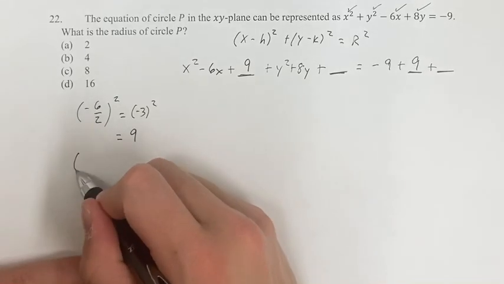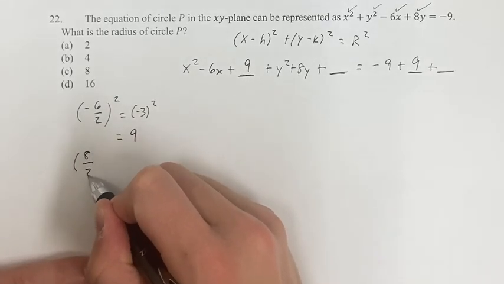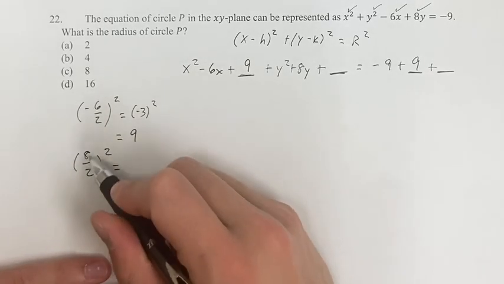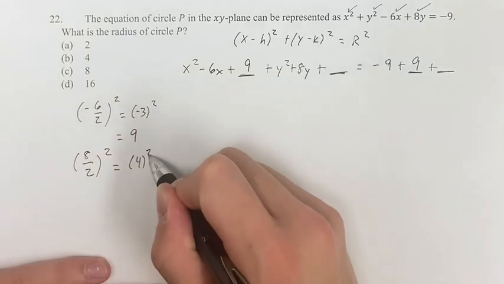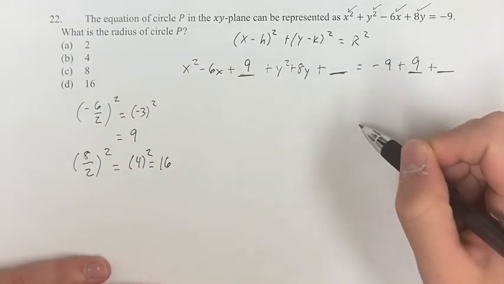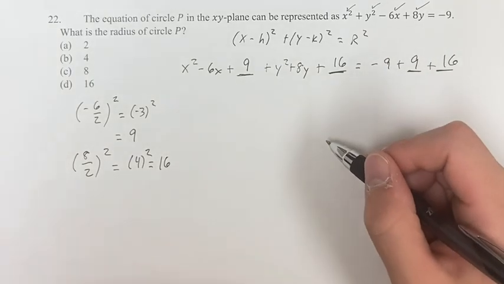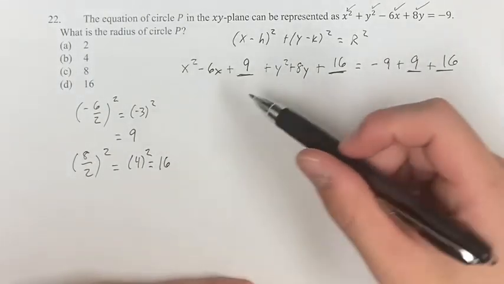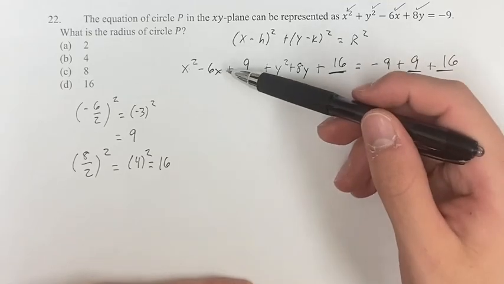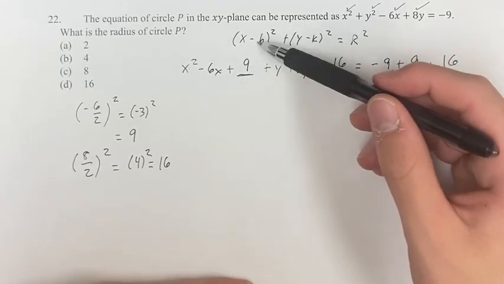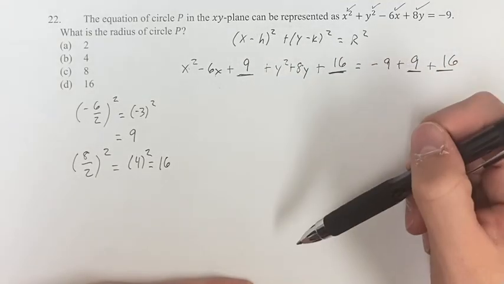Over here, take the middle term, 8 divided by 2, squared. 8 divided by 2 is 4, squared, so this is going to be 16. So we're adding 16 to both sides. Now we have completed the square on both of these. And therefore, if we wanted to, we can turn these into (x minus 3) squared and (y plus 4) squared.